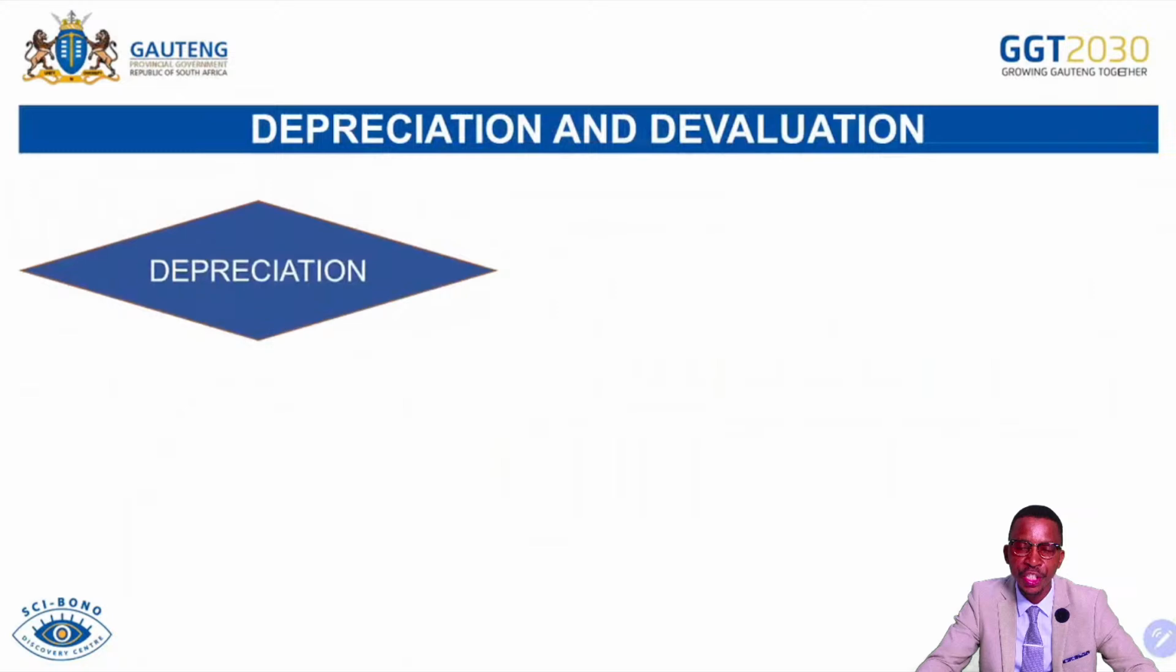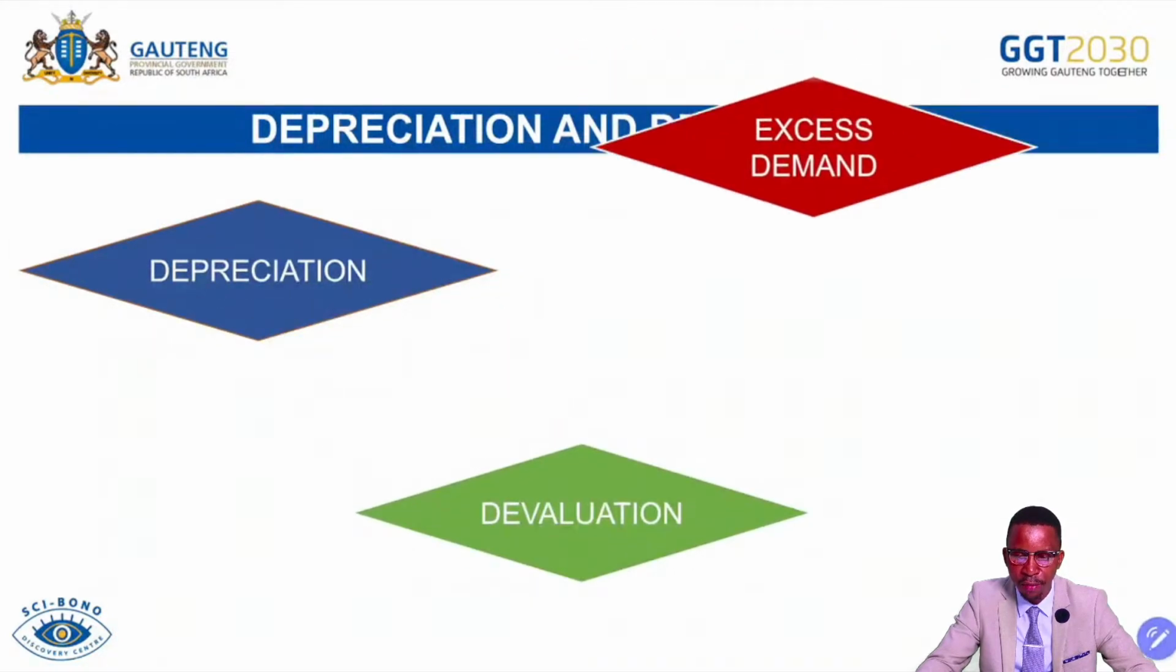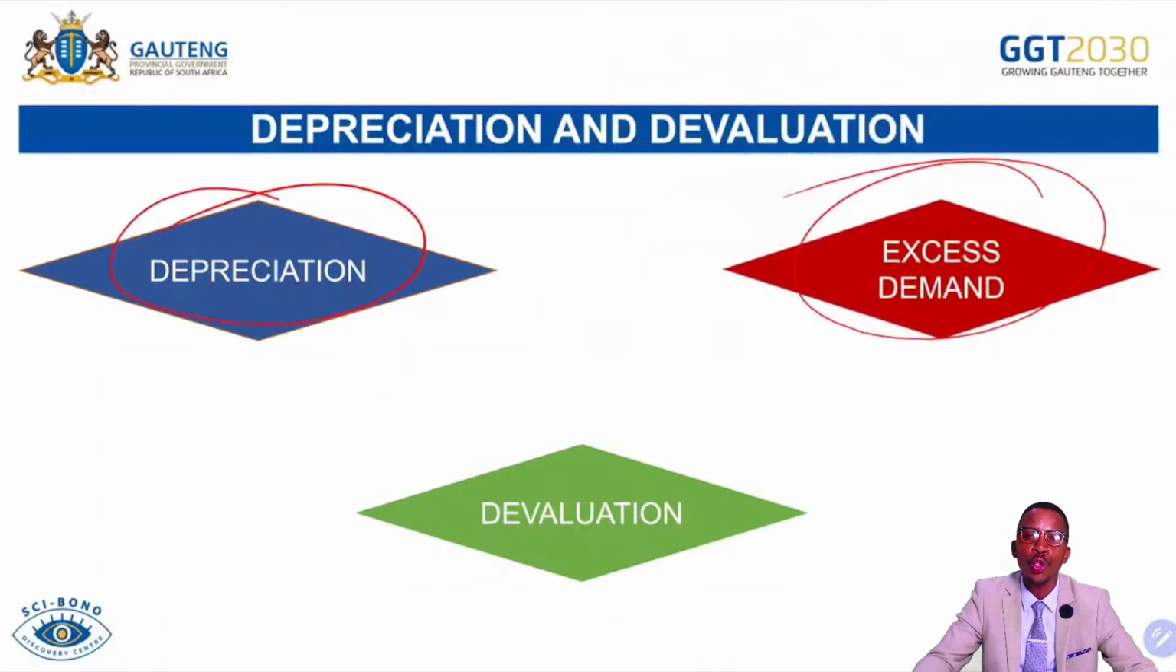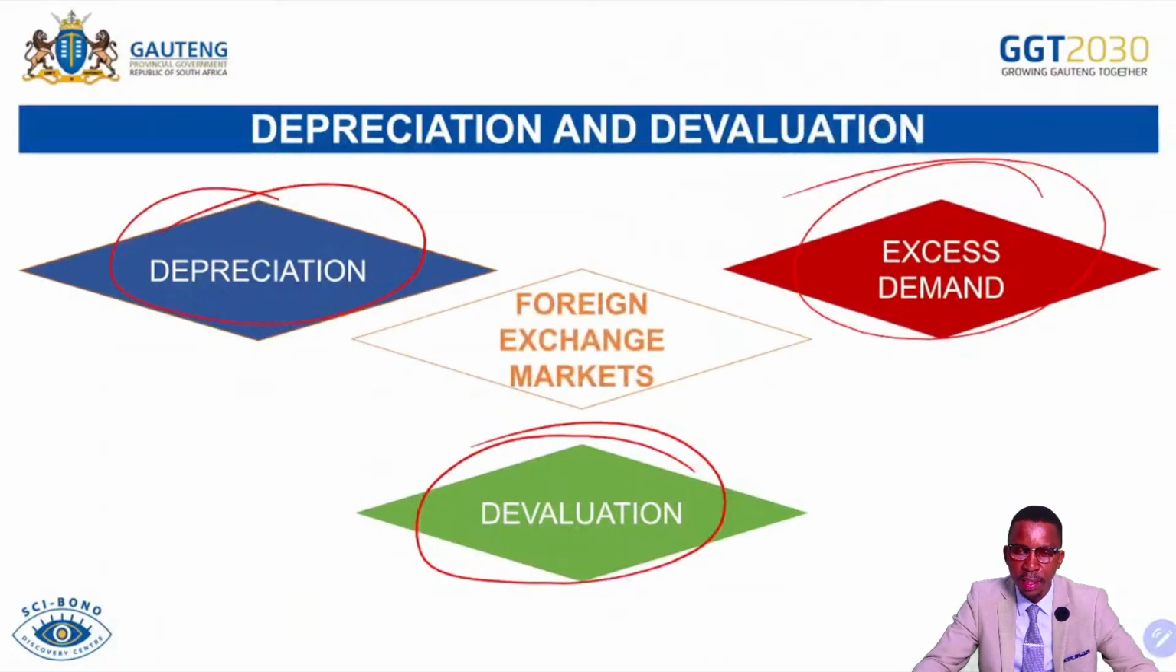What about depreciation and devaluation? So let's check. We have depreciation and devaluation. For depreciation to occur, there must be excess demand, meaning our currency must be more highly demanded than supplied. That will be causing depreciation. However, as for devaluation, that's when the state intervenes deliberately to influence the value of the currency, or to decrease the value of the currency to make exports cheap. And this is under the foreign exchange market.